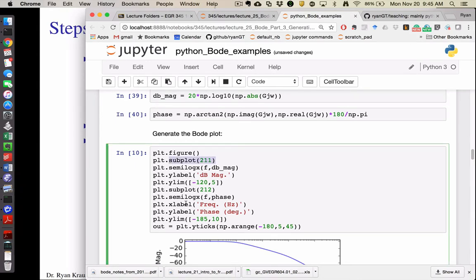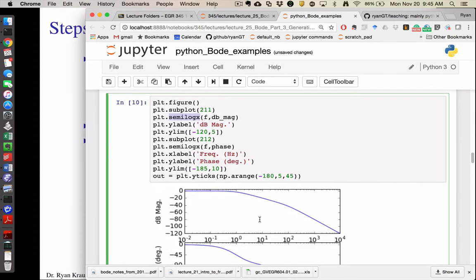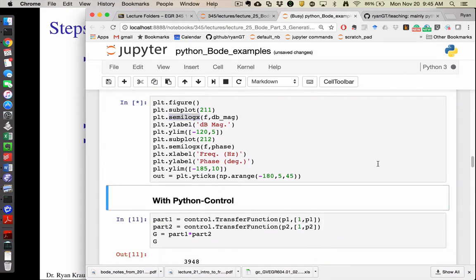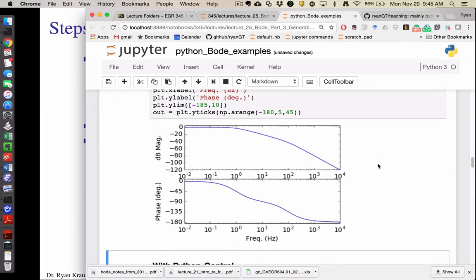And then when you get ready to generate the Bode plot, those are generally done with magnitude on the top half and phase on the bottom half. We're doing a semi-log, and I've specifically hard-coded some y limits that make sense for this thing. And so if I evaluated that, I would get this Bode plot.